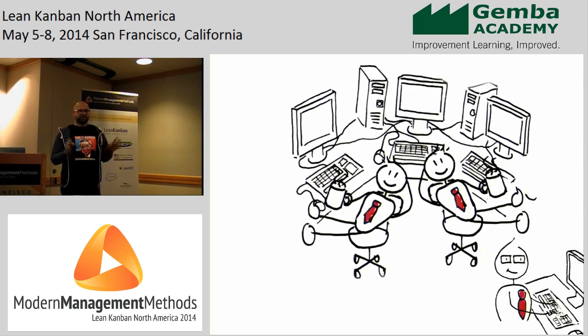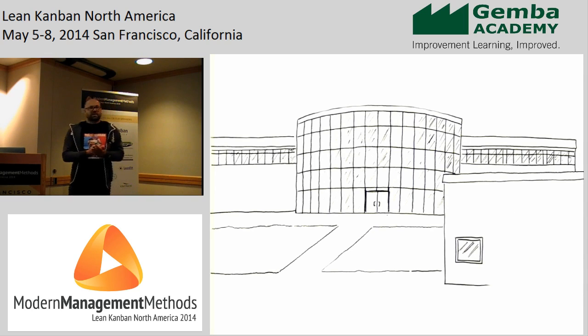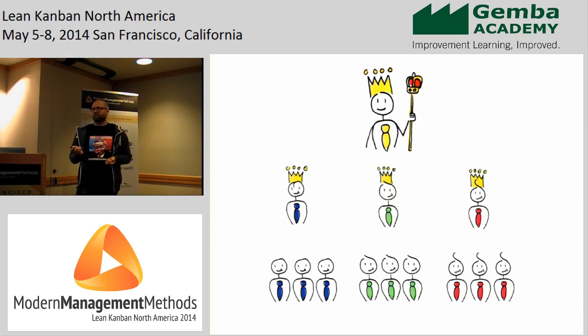You have one cool bunch of people. Everyone knows what's going on. But you're like a medium-sized company or even a big enterprise. And of course, you don't have one single team. You have multiple teams. And probably your structure looks like this.